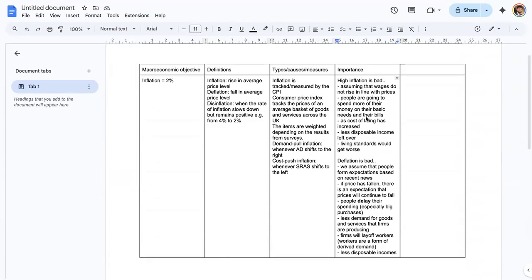Deflation is bad and probably much worse because there's an expectation that people will delay their spending as they anticipate prices to fall further in the future, so they wouldn't buy something now that's going to lose value. That leads to businesses not having demand for their goods and services, which means businesses are going to lay off workers. And that leads to even more problems like less disposable incomes, worse living standards for people, and also less tax revenue for the government, so less money being there to be used in public services like schools and hospitals and stuff.